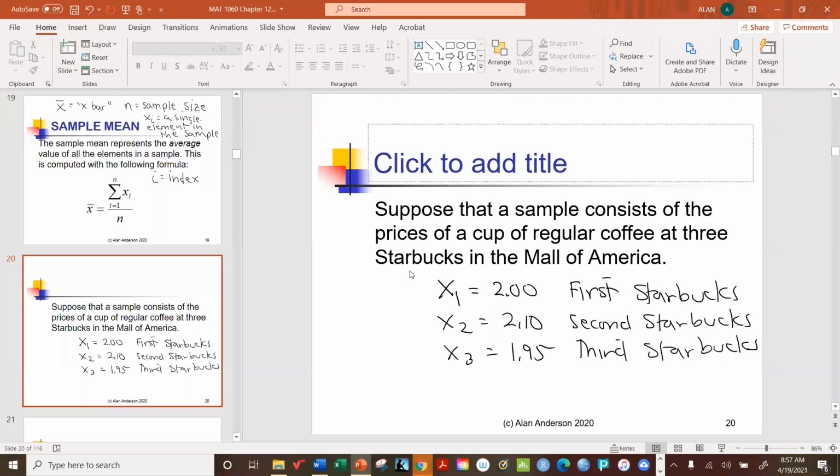So the index, as you can see, this little number here tells me which Starbucks I'm referring to. So that's why that's there. It helps me keep track of which element I'm referring to. Is that the first Starbucks? Is that the second Starbucks? Or is it the third Starbucks?